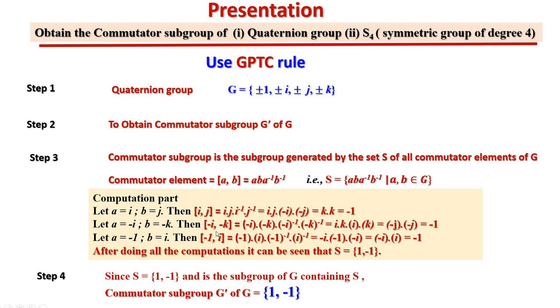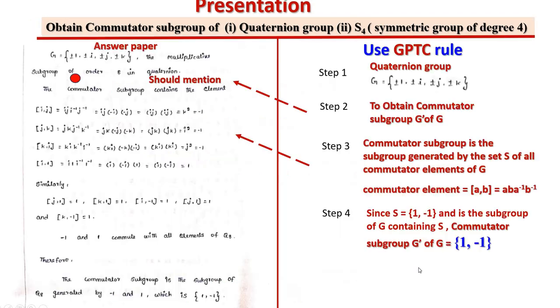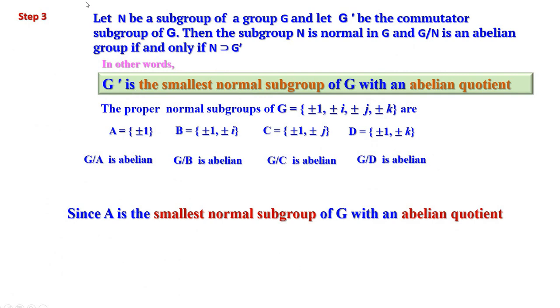There is just a change in step 3. So how else can the same thing be presented? This one will take more time, but the following method will quickly give you the answer. So that is, let me explain this. Let N be a subgroup of a group G. This is the result that we are using.